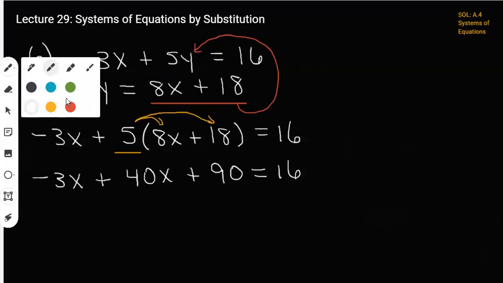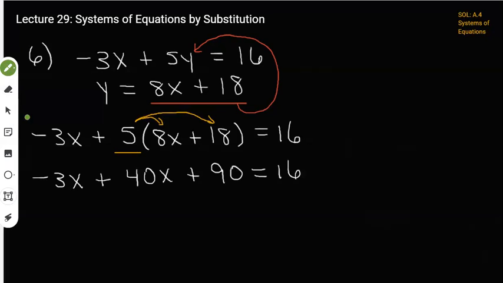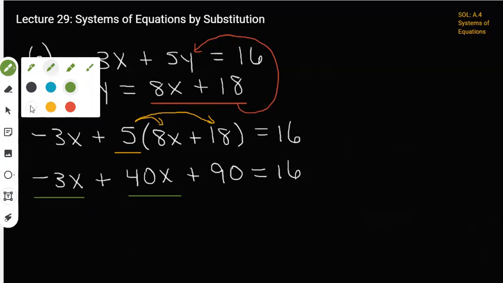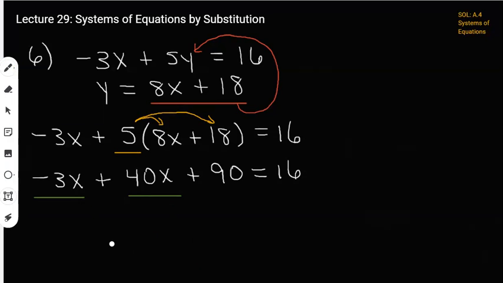Okay, so do you see the like terms? Which two terms end with an x? It's going to be the negative 3x and the 40x. So I'll underline those. 40 minus 3 is 37. And then after that, you're going to want to bring down the 90 and the 16, just like you see.